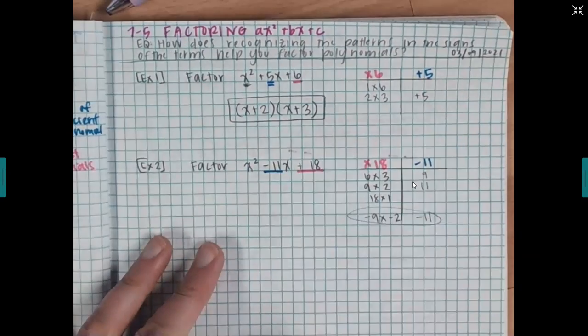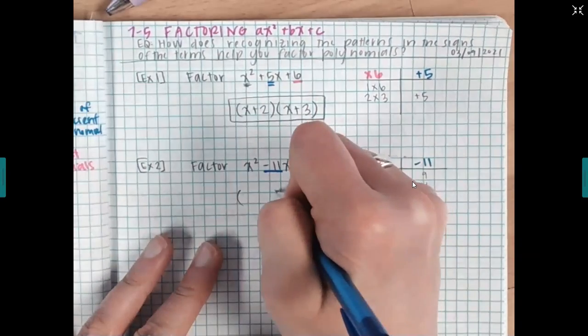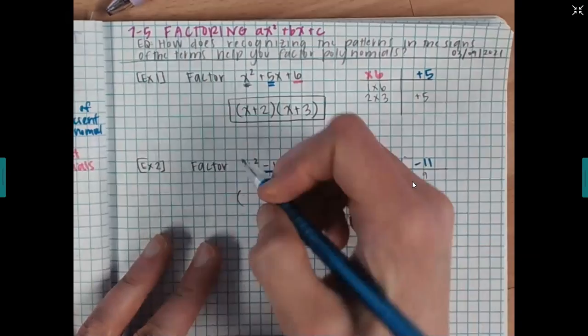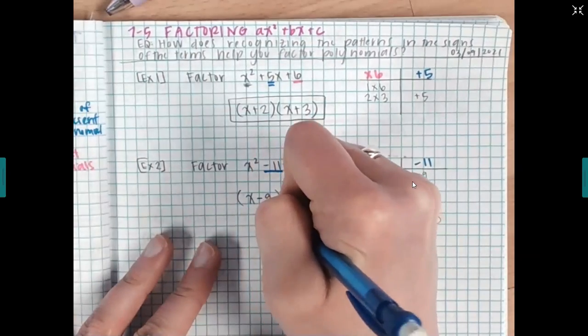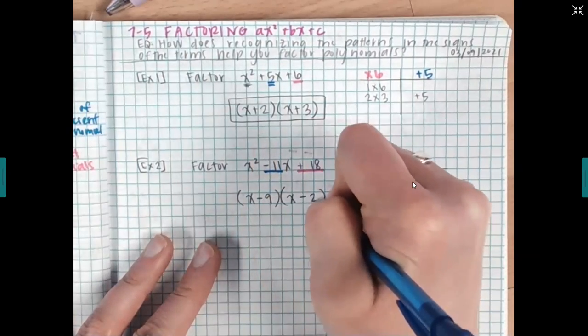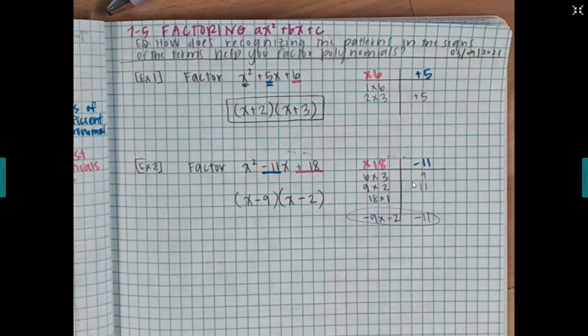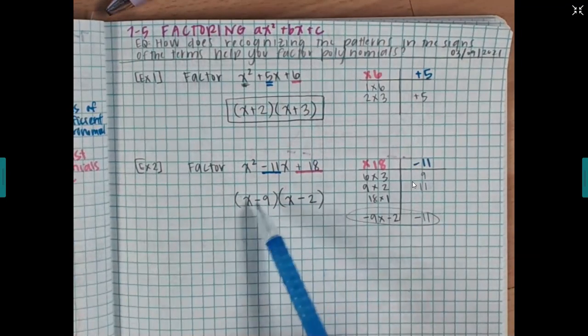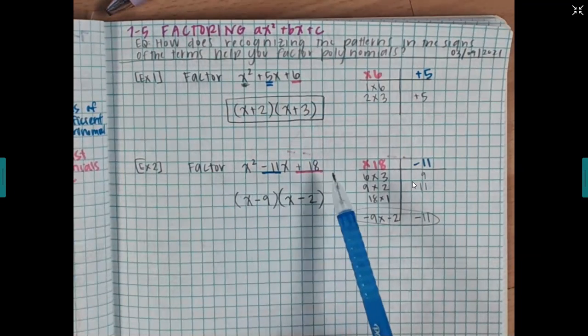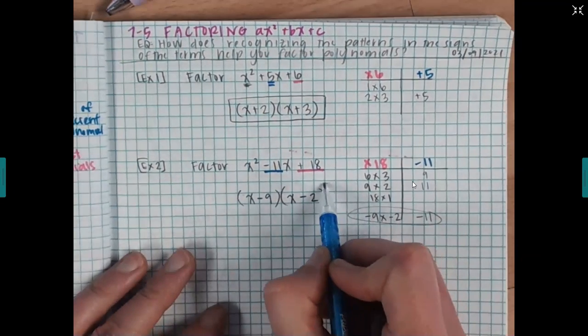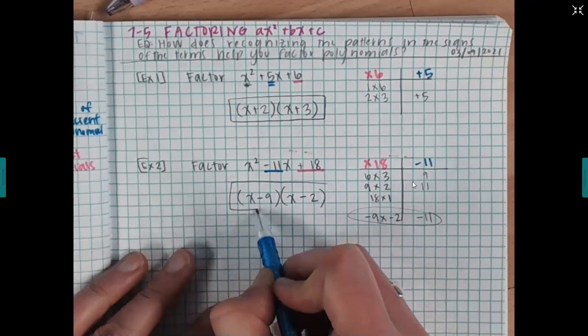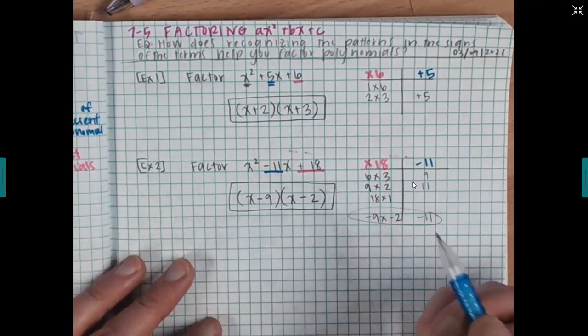So our binomials are going to be x minus 9 and x minus 2. And I can always check myself because I can re-multiply this out and make sure I end up back at x squared minus 11x plus 18. So that is my solution.